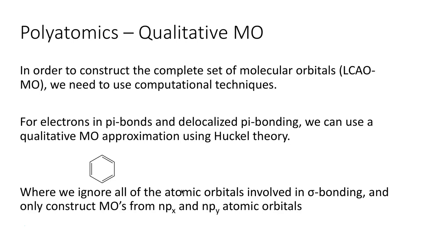What we're going to do in this video is describe a qualitative molecular orbital approach that centers only on electrons in pi bonds, or electrons in delocalized pi bonding. It's called Hückel theory. So we're going to use an approximation based on Hückel theory, where we ignore all of the other atomic orbitals. Any of the sigma bonding, any of the non-bonding orbitals, we're going to ignore those. We're just going to construct our MOs from whichever 2px or 2py atomic orbitals we need to construct these pi bonding regions. I show the classical benzene, where you have this delocalized pi bonding.